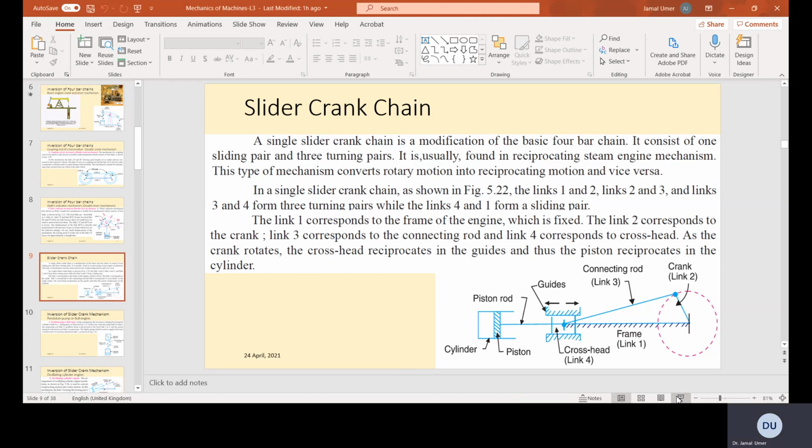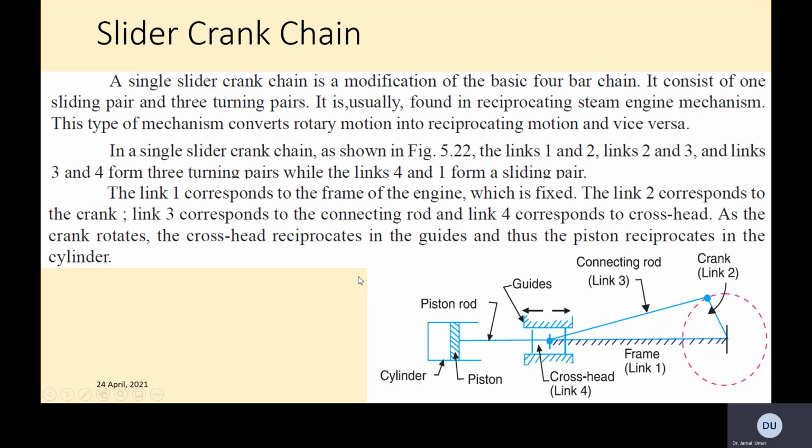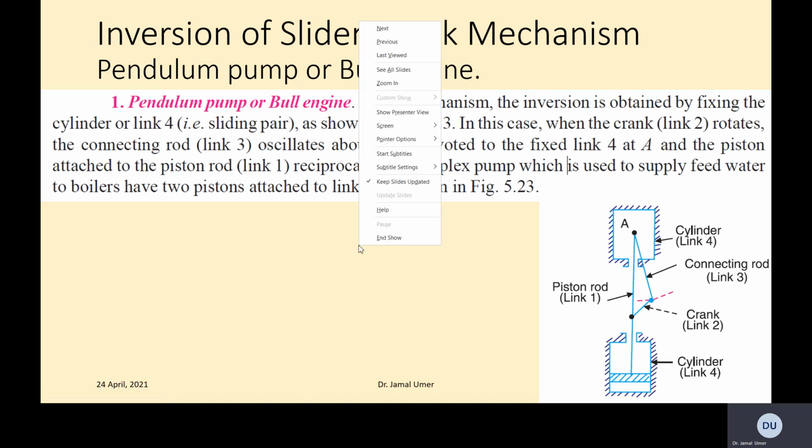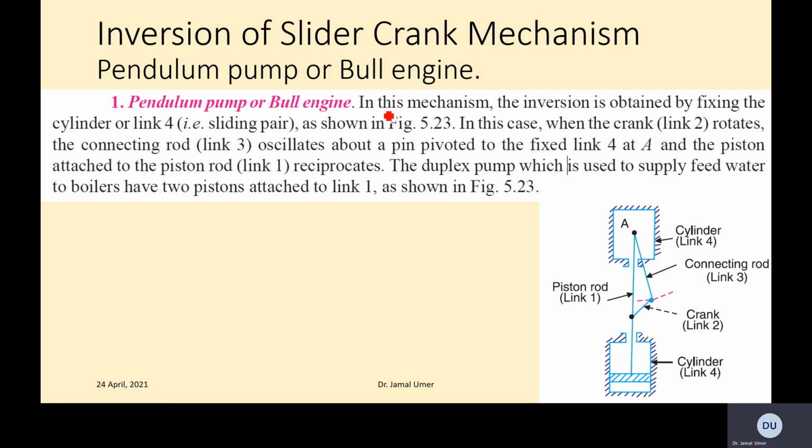All right, so we will just continue with the different inversions. So the first case is the pendulum pump or bull engine. This is the first inversion of the slider crank mechanism basically. In this mechanism, the inversion is obtained by fixing the slider or link 4.